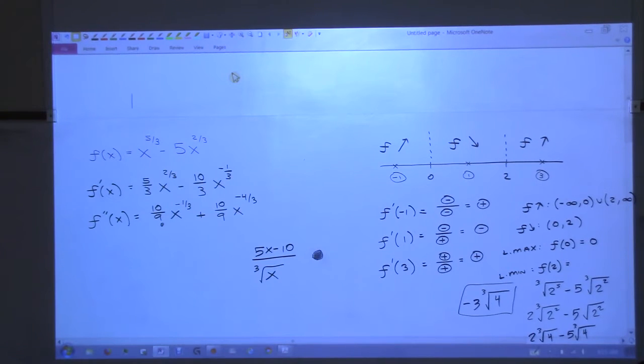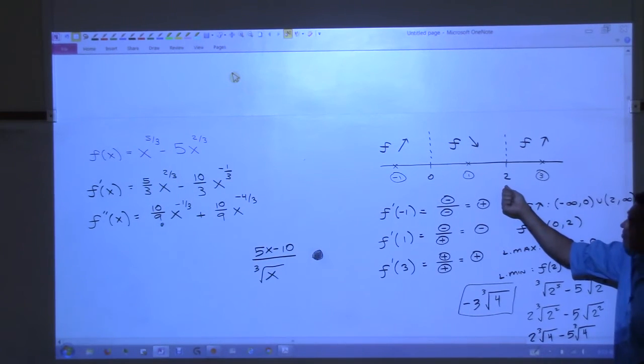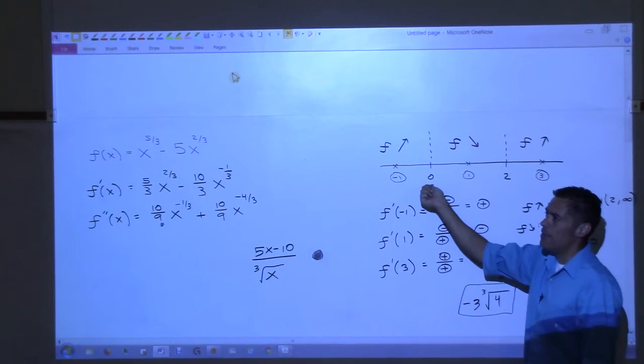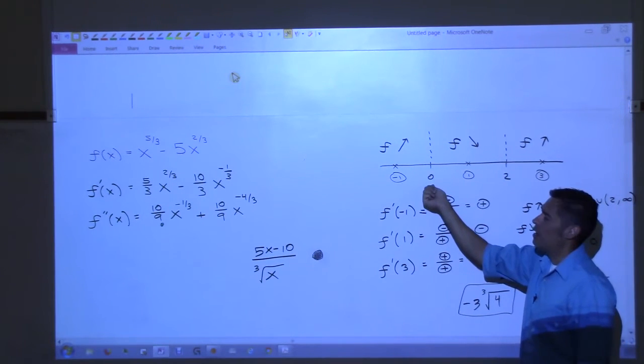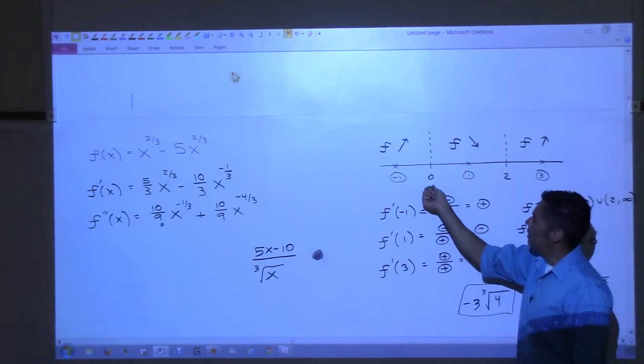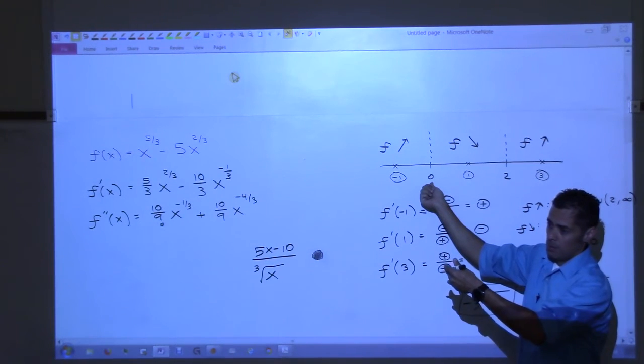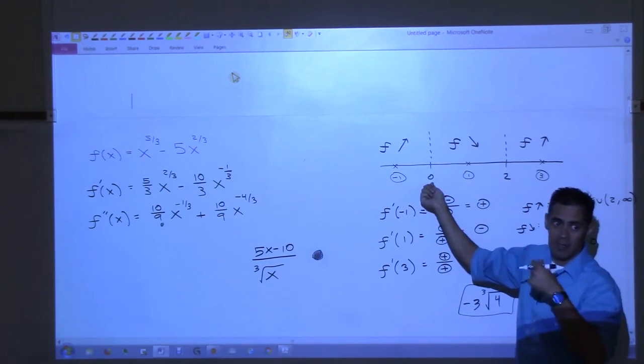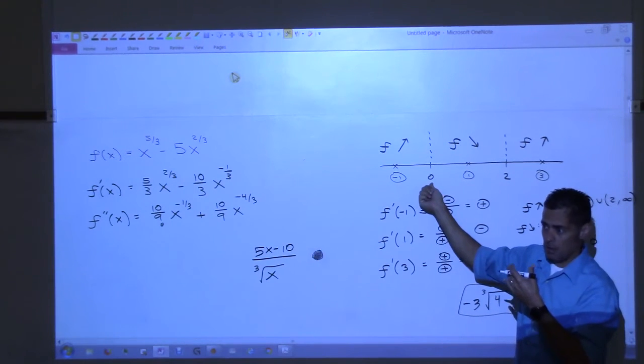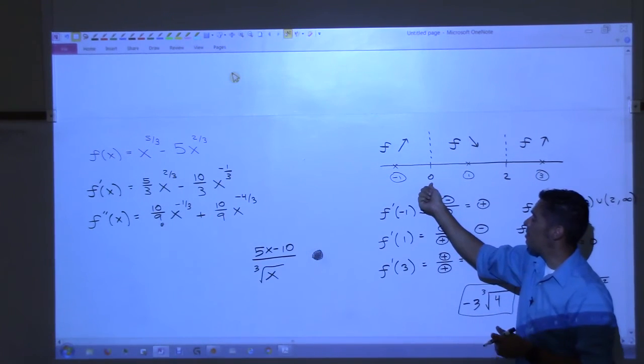Figured out where it's increasing, decreasing, local max, local min. One thing to be careful with here is remember that 0 was where we had the derivative being undefined, right? If 0 was not in the original domain of the function, we would not have considered that. Agreed? We would not have considered that.